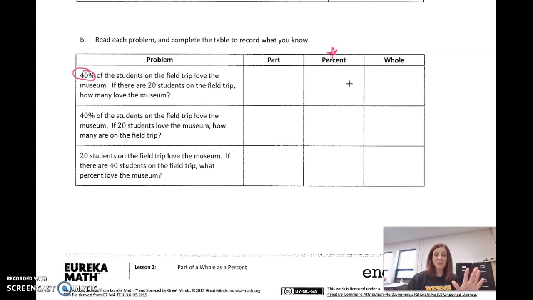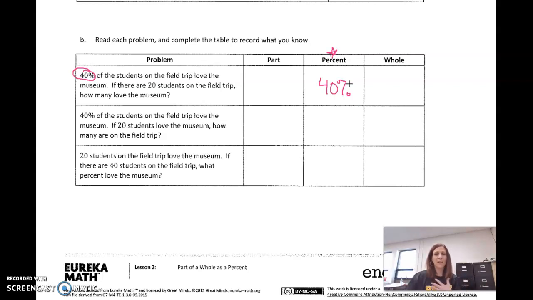If I read this problem, it says 40% of the students on the field trip love the museum. If there are 20 students on the field trip, how many love the museum? We're going to have a part, a whole, and a percent. Percent is going to have the percent sign, so I'm going to pull that out first. Now I only have to figure out the part and the whole. I can't really tell you which one's easier. It depends on the problem.